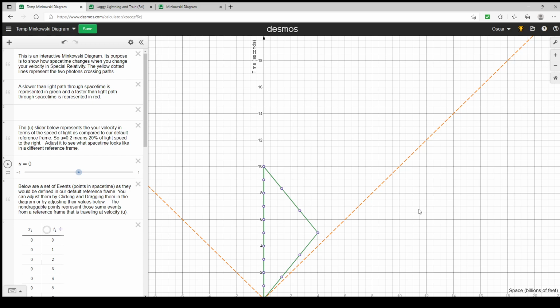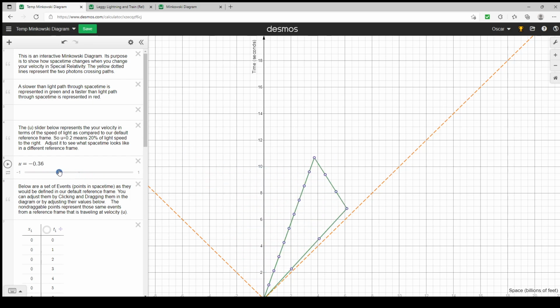What I have here is an interactive Minkowski diagram, similar to the one in the video we were discussing. This shows different paths through space-time and allows you to adjust the reference frame of the diagram by changing the value of u over here.